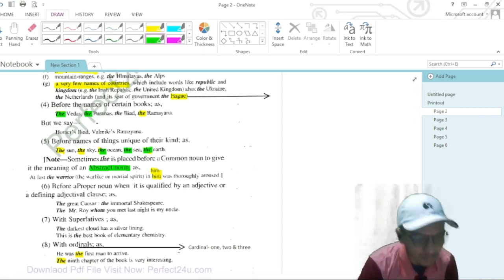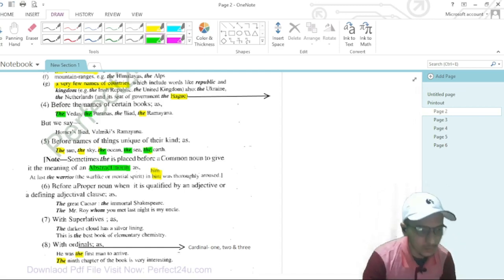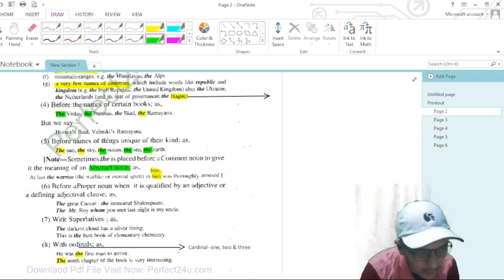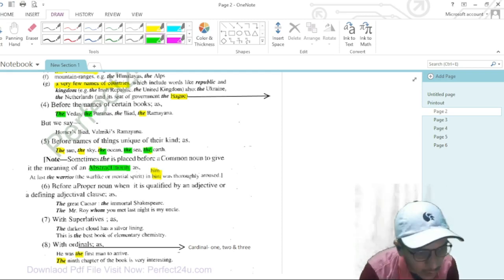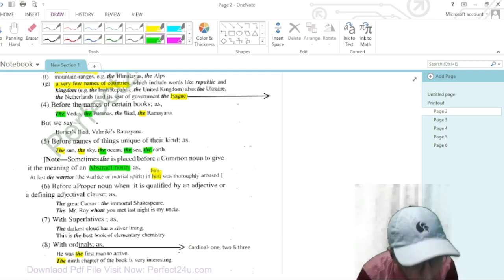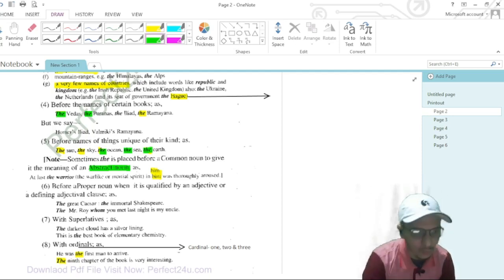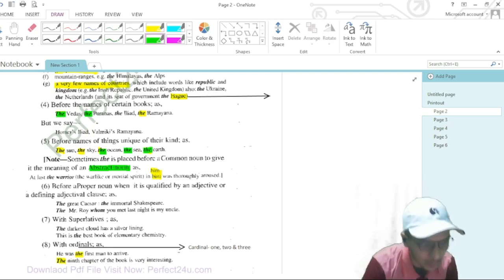Sometimes the is placed before a common noun to give it the meaning of an abstract noun. For example, "The warrior in him was thoroughly aroused."